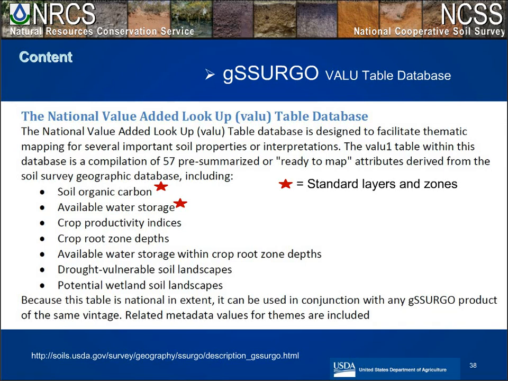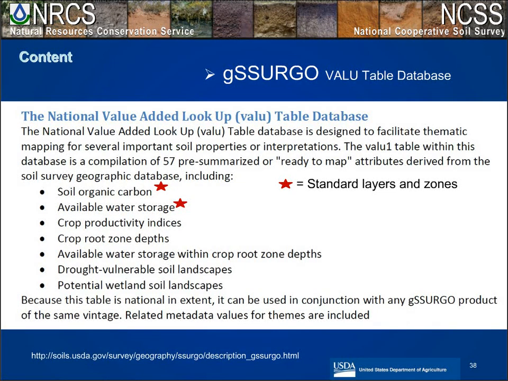In order to respond to that in a more consistent and reliable fashion, we prepared some calculations. And this Value1 table contains 57 pre-summarized or ready-to-map attributes derived from the published Soil Survey Geographic database, or your old standby, the SSURGO database. These are updated with each fiscal cycle.